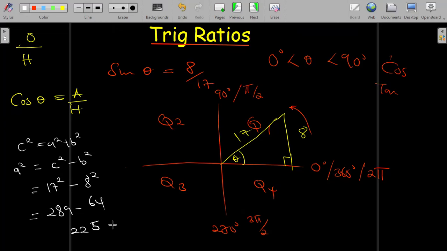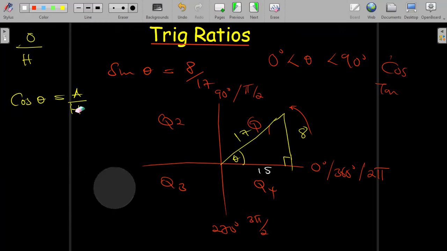So just a moment, I use my calculator. So root of 225, I'll just get a 15. So if I put this in the root, this just gives me a 15. So this shorter side here, or this adjacent side, I mean, is going to be 15.